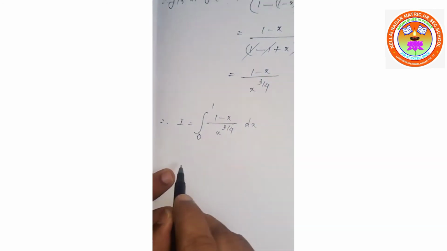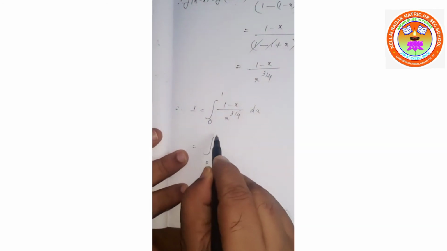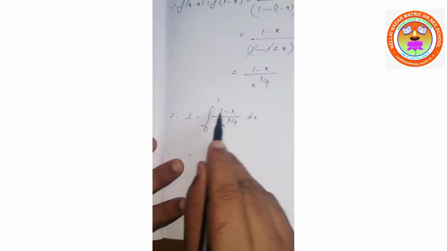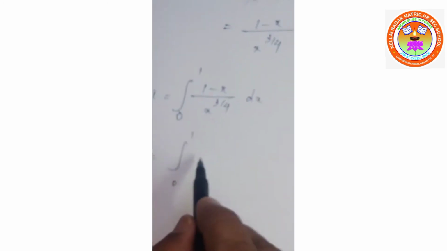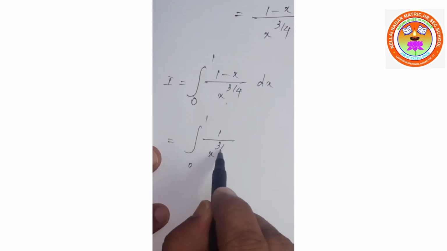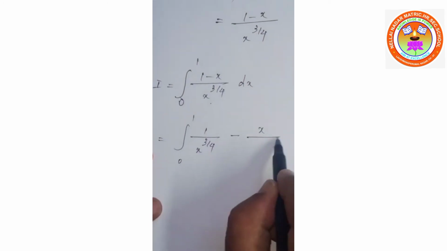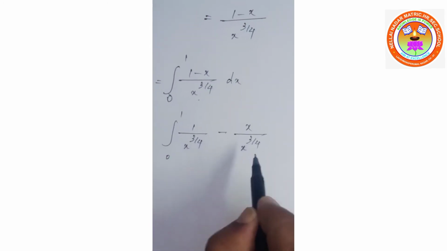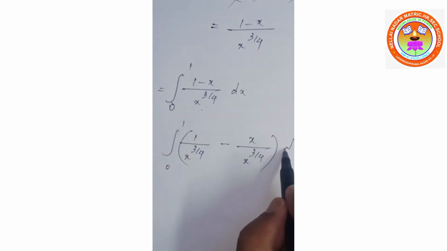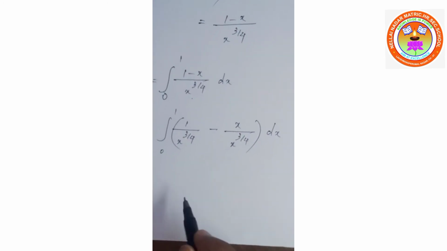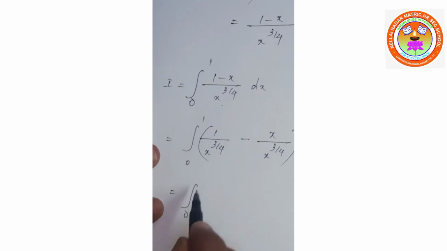This can be integrated. How to integrate? It can be separated as 1 by x power 3 by 4 minus x divided by x power 3 by 4 into dx, integral 0 to 1.